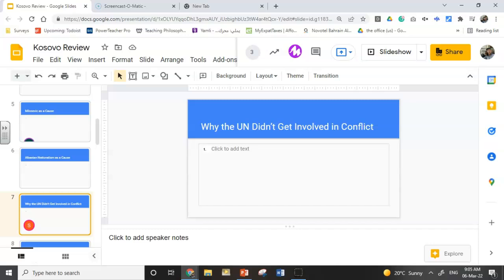Okay, there's a couple of reasons here. Number one, this is happening in the 90s. You have the former communist countries falling apart. You've also got the shadow of Rwanda. This is happening after Rwanda. There's a genocide in Rwanda, and the United Nations doesn't really do much to stop it. So there's this shadow of Rwanda.